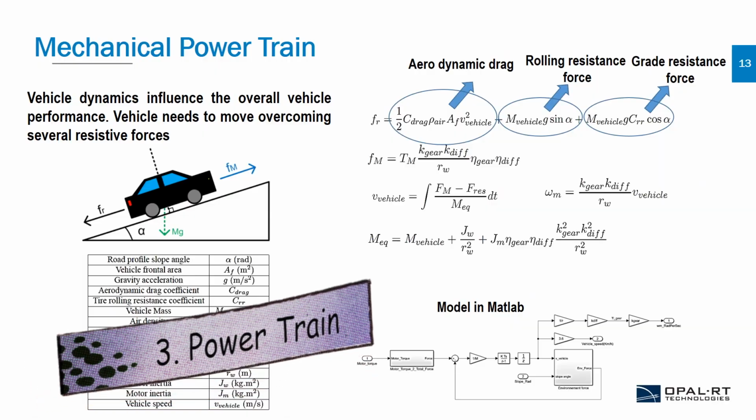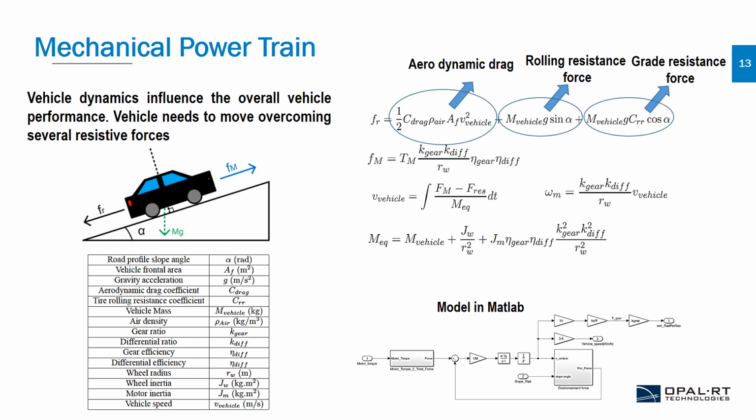The next component is the powertrain. The vehicle dynamics influence the overall vehicle performance. A vehicle needs to overcome several resistive forces to obtain traction. As I am showing here on the figure left hand side, there are three different types of forces which act on a vehicle when it is moving.